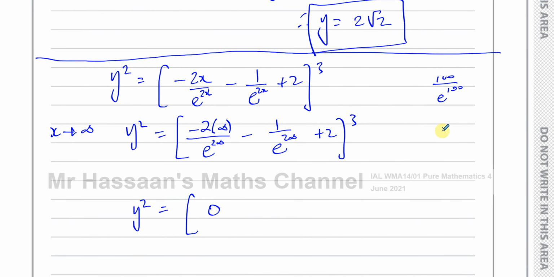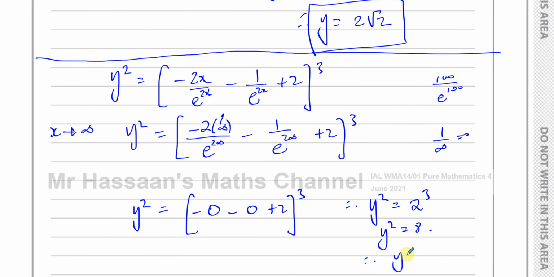Like 1 over infinity gives you 0. And the same thing here: this is 1 over a very huge number, which is also going to give you 0. As this number gets really big, this will tend towards 0, and this will tend towards 0, and you're left with the plus 2, cubed. So we can say y squared is equal to 2 cubed. Okay, so that's y squared equals 8.